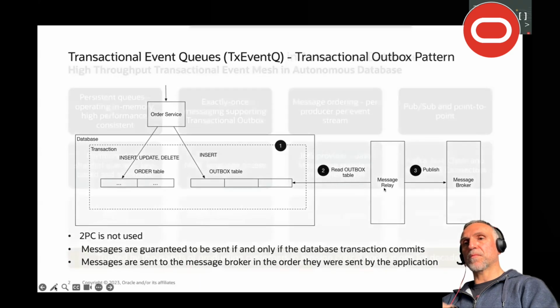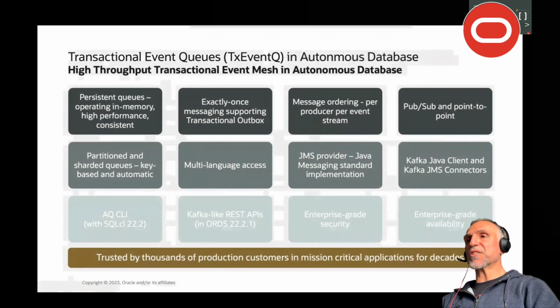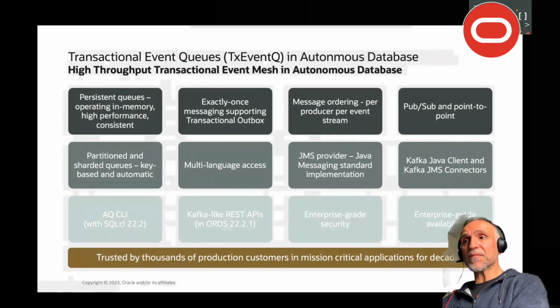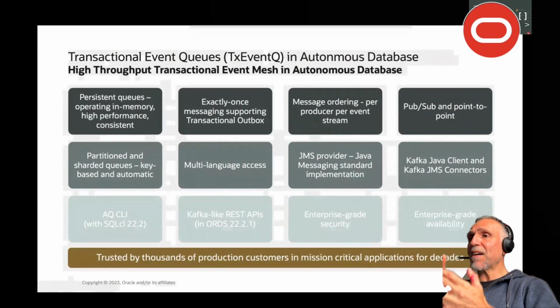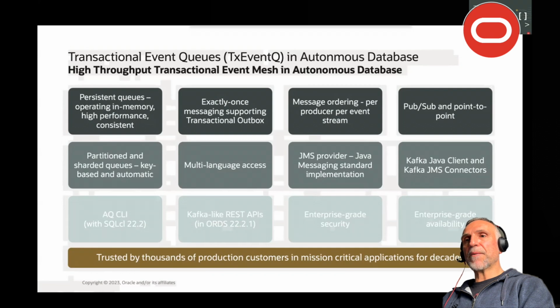All right. So these are some of the things that are supported in transactional event queues. So you have persistent queues, because these queues are tables. They are in the database, so they persist and they have all the guarantees of the database, which is good. They are in memory, so they are super fast. They guarantee exactly once message passing, because they support this pattern. And the message ordering is conserved as the producers are sending these messages, right?